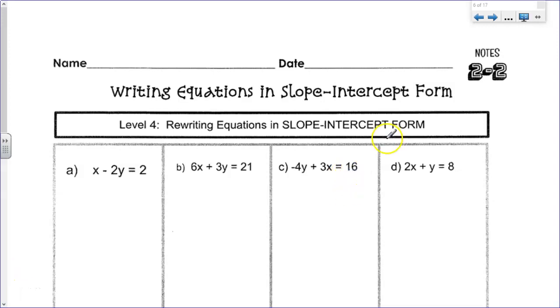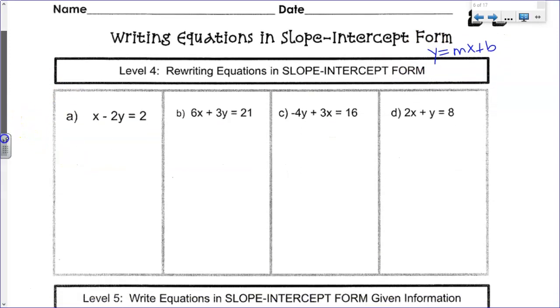All right, we're going to talk about writing equations in slope-intercept form. So first of all, what is slope-intercept form? If you recall, when you are writing it in slope-intercept form, it is in the form y equals mx plus b, where m is the slope, b is your y-intercept. So basically when we're doing the slope-intercept form, we are solving for y.